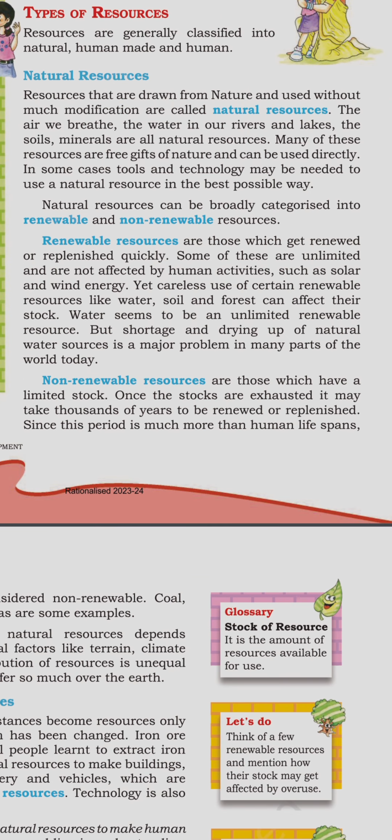Renewable resources are those which get renewed or replenished quickly on their own. Some of these are ultimately not affected by human activity, such as solar and wind energy, which can be replenished quickly. Yet carelessness with certain resources like water, soil, and forest can affect their stock.